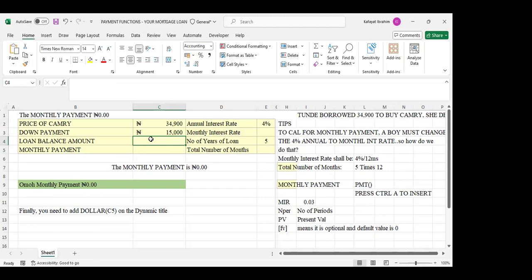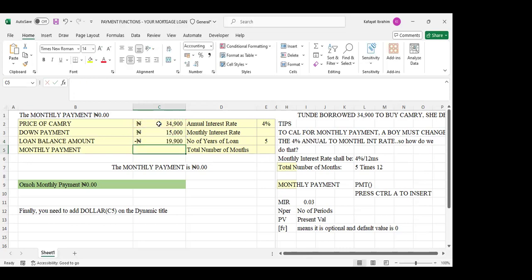Equals to, so it's going to be 15,000 minus, no, not that one. 15,000 minus the price. Okay. This. Yes, minus down payment. It has to give us minus because it's still owing. Okay. Minus the price. Good. Click on enter.